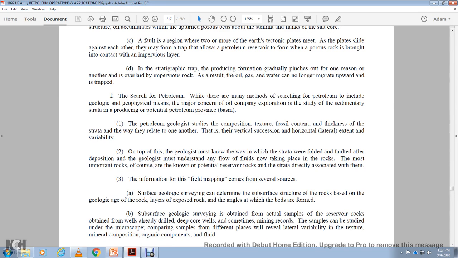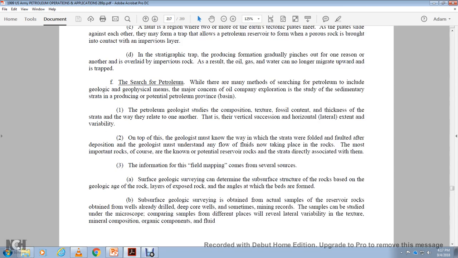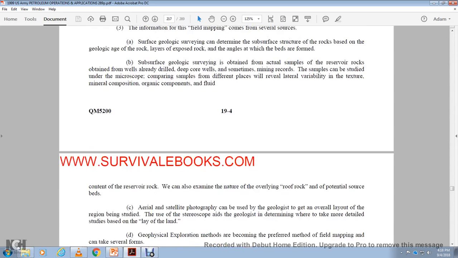Samples are studied under the microscope, comparing the samples from different places, which reveals lateral variability in texture, mineral composition, organic components, and fluid content within the reservoir rock. This can also examine the nature of the overlying roof rock and the potential source of the bed.